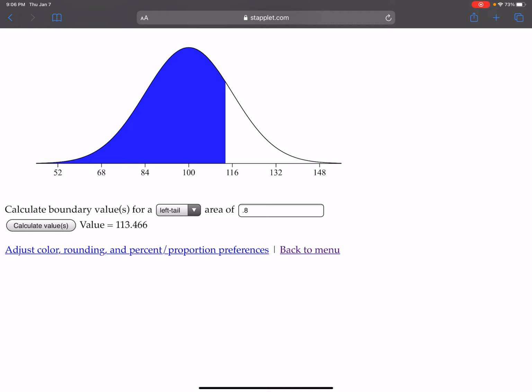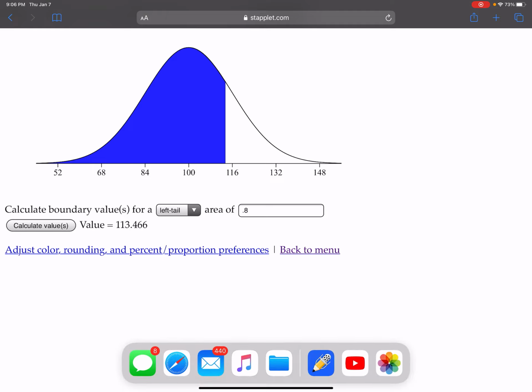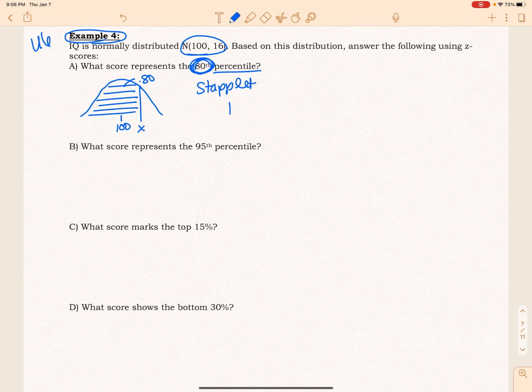Well, the value it gives me is 113.466. All right, so I'm going to go back to my notes here. All right, well, clearly we can't have an IQ of 0.4, so I'm just going to round this to 113. So I expect 80% of people to have an IQ of below 113. That's pretty much what that tells me.